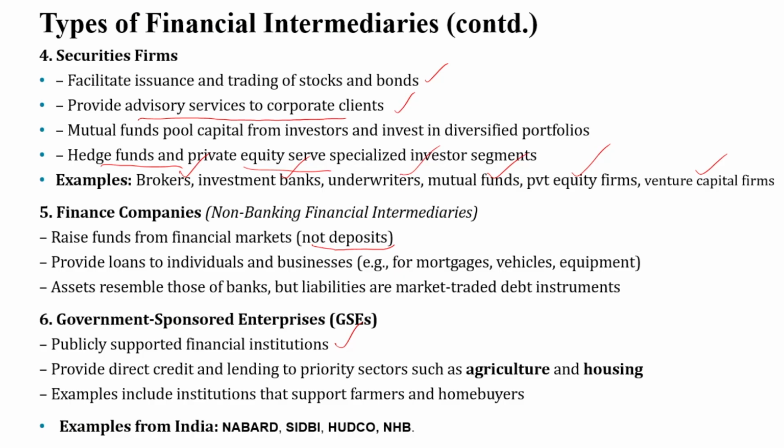I have listed out some examples from India. For example, NABARD, the National Bank for Agriculture and Rural Development, provides credit and financial support for agriculture and rural infrastructure. Similarly, SIDBI, the Small Industries Development Bank of India, and HUDCO and NHB help bridge financial gaps in underserved sectors and promote inclusive economic development. Together, these intermediaries enhance access to credit, promote investment, and ensure smoother functioning of both capital and money markets.